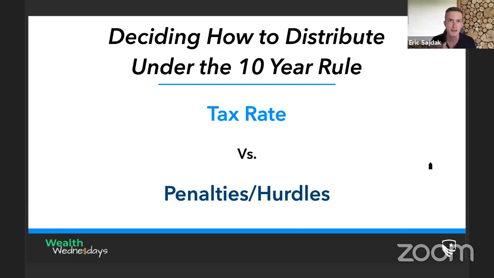The tax rate, that's very apparent and very obvious. If we take a distribution and go up into the next tax bracket, we need to be calculating and assessing that, but also penalties and hurdles. So in the Ray and Veronica example, they wouldn't want to take periodic withdrawals because they would lose their subsidy for those first 3 years. Well, that's a penalty, a hurdle that we need to include and factor in.